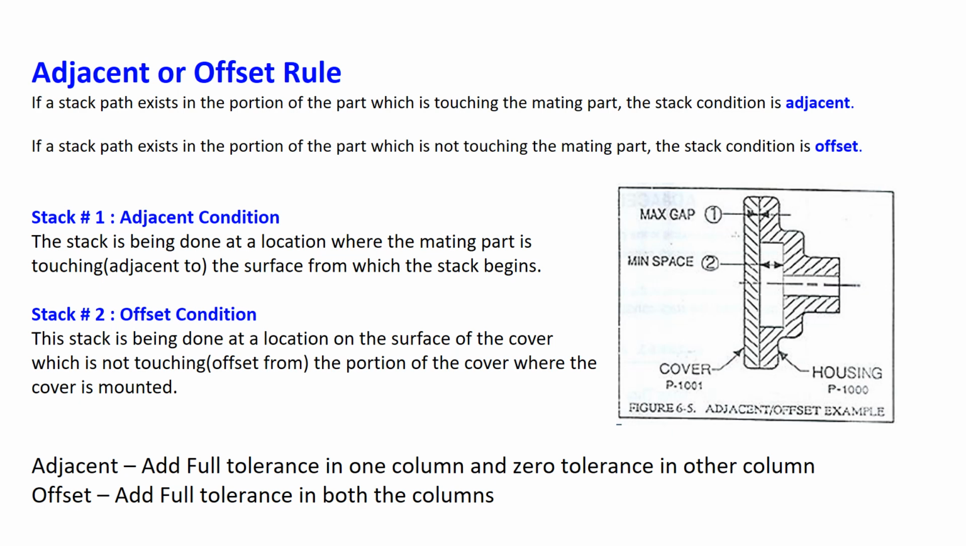The stack is being done at a location where the mating part is touching, adjacent to the surface from which the stack begins. And stack number 2, offset condition. The stack is being done at a location on the surface of the cover. Here also you can find out the maximum gap, number 1, and minimum space. See, adjacent: full tolerance in one column and zero tolerance in the other column. Offset condition: full tolerance in both columns. Now you can understand if you read it again and again.